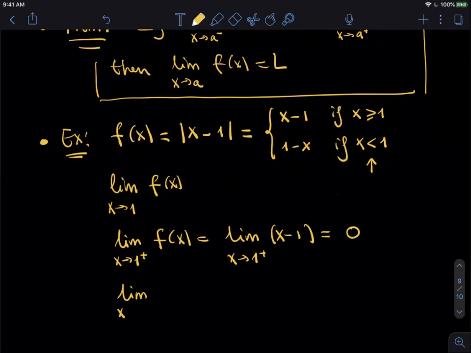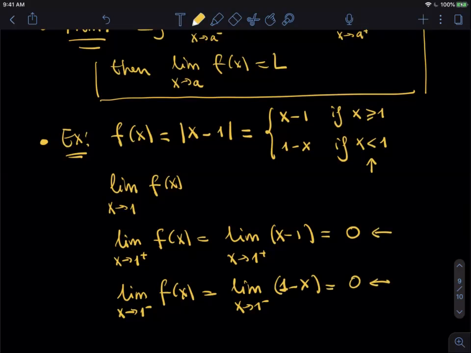On the other side, when we approach from the left, looking at the definition, we need to write 1 minus x. But again here, we are taking values of x that are always smaller than 1, but closer and closer. So we are going to get 0. And notice here, both of them coincide. So then the limit is equal to 0. So that's how you do it.